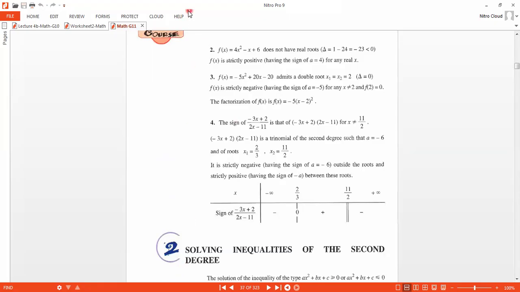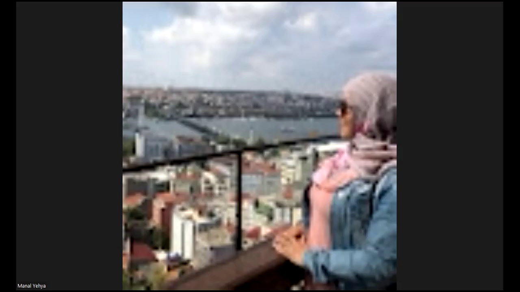Just let me open it for you to explain the important things that we have learned or we have solved. Okay, this is our worksheet. Let me share it with you.